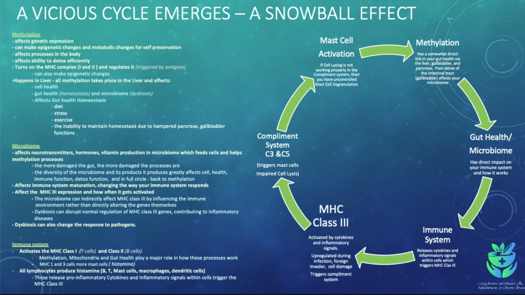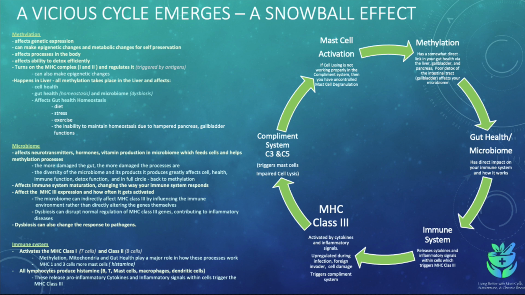Your immune system activates the MHC class 1, which activates T cells, and the class 2, which activates the B cells. Methylation, mitochondria, and gut health play a major role in how these processes work. Major histocompatibility complex 1 and 3 calls for more mast cells, which means higher histamine.